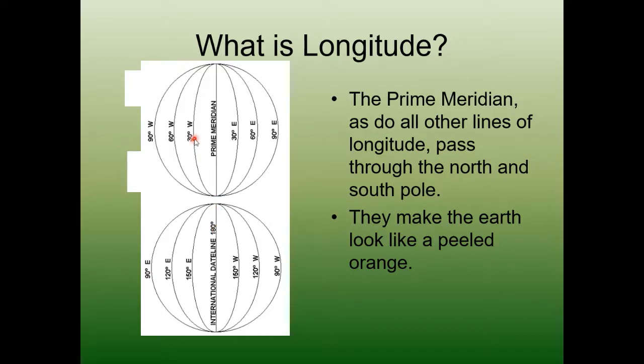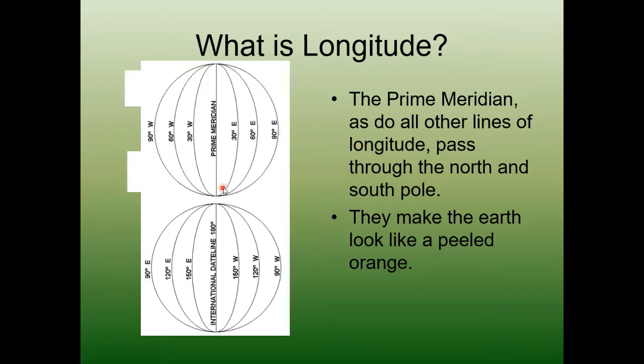So if you start here, 30, 60, 90, 120, 150, 180 degrees west. And over here on the east side, 30, 60, 90, 120, 150, 180 degrees east. Now, if you're right on the prime meridian or on the equator, because it's 0 and it's neither east nor west, that's the one case where you can just put 0 degrees. Okay?